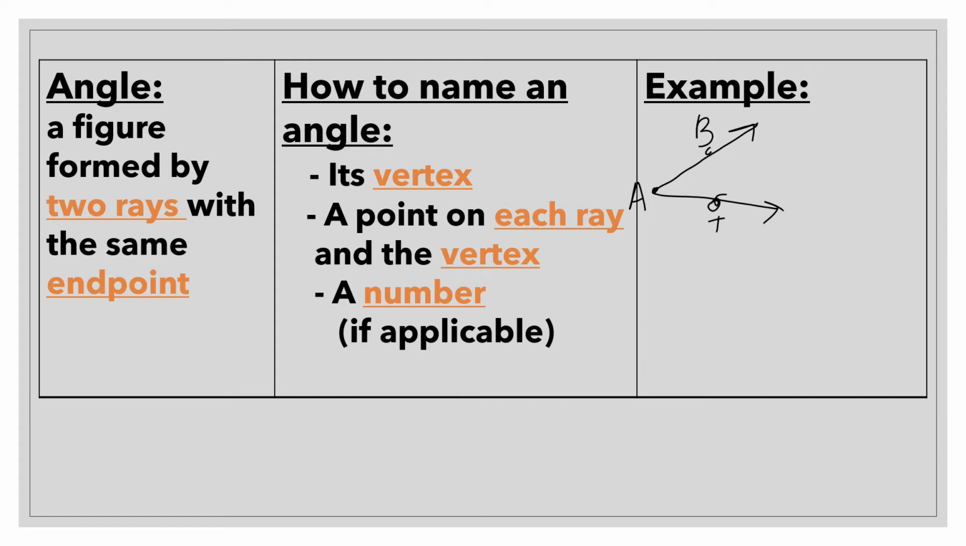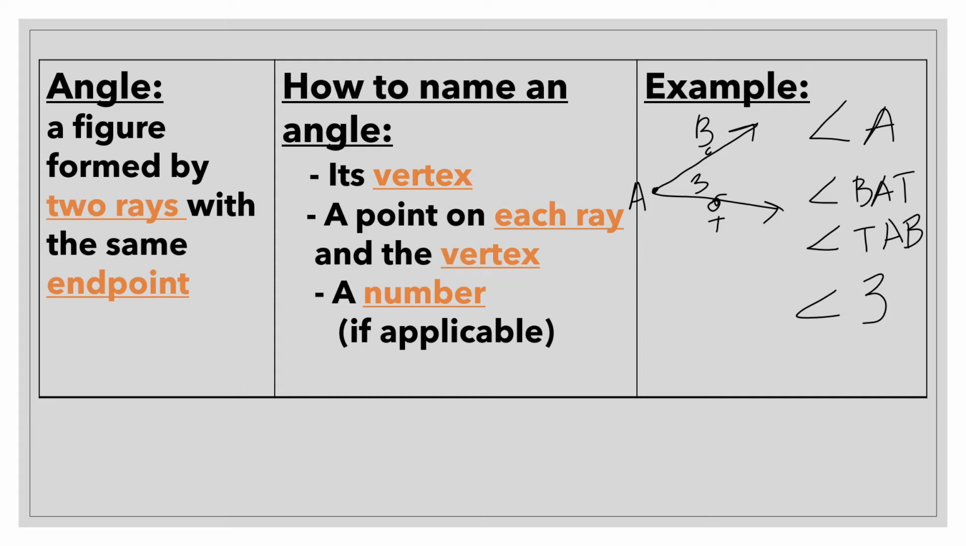T. Okay, and we have a number 3 here. The different ways to name it is you could have angle A, which is its vertex. You could have angle BAT, or you could have angle TAB, which is the point on each ray and the vertex. And then you can also have a number, which would be angle 3.